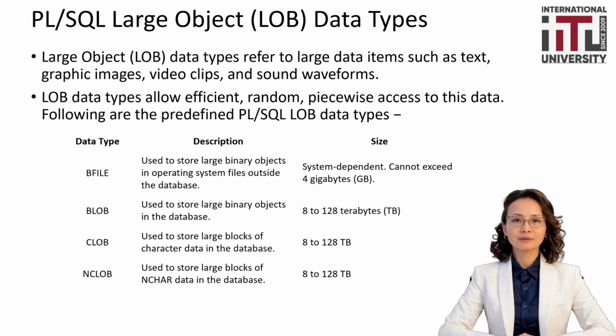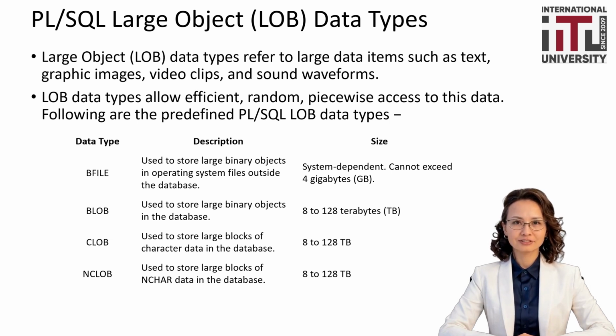First, file. It stores large binary files outside the database, in the operating system. Second, blob. It stores binary data inside the database, for example images or videos. Third, clob. It is used for large text data, such as documents. And finally, nclob. It stores large text in national character formats.